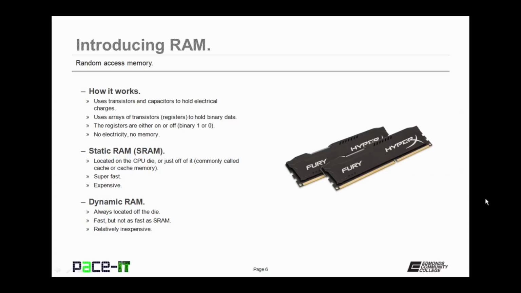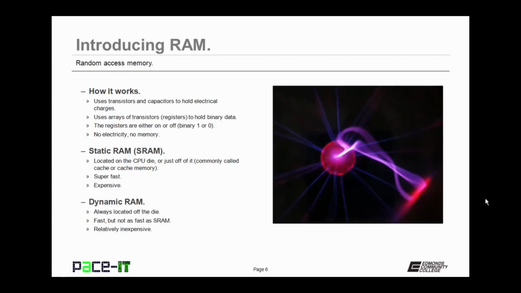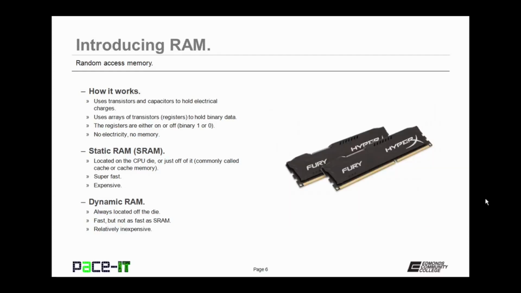Now there are two basic types of RAM. And the first type is static RAM, SRAM. Static RAM is located on the CPU die or just off of it. It's commonly referred to as cache or cache memory. It's super fast, but it's also very expensive, so it's used in limited amounts. Dynamic RAM, on the other hand, is always located off the die. It's fast, but not as fast as static RAM. But it's also relatively inexpensive, so we can use a whole lot more of it.